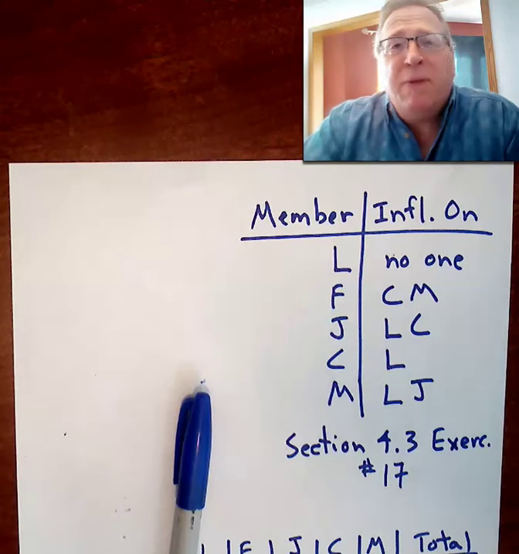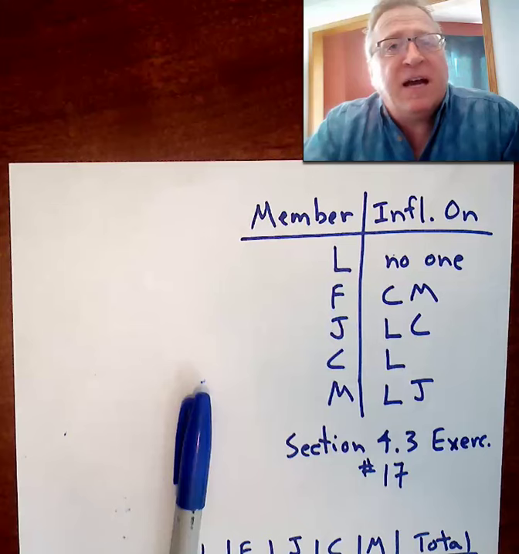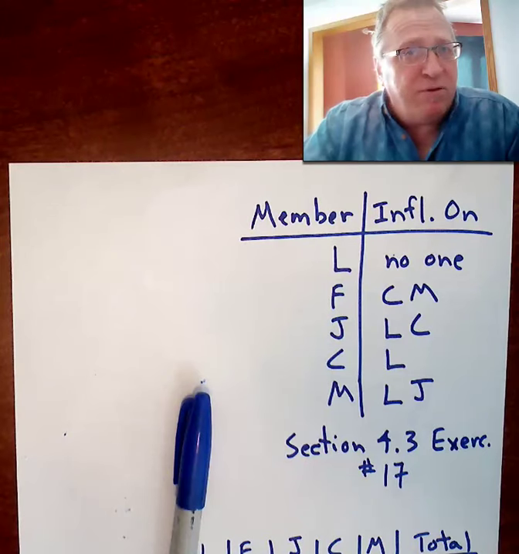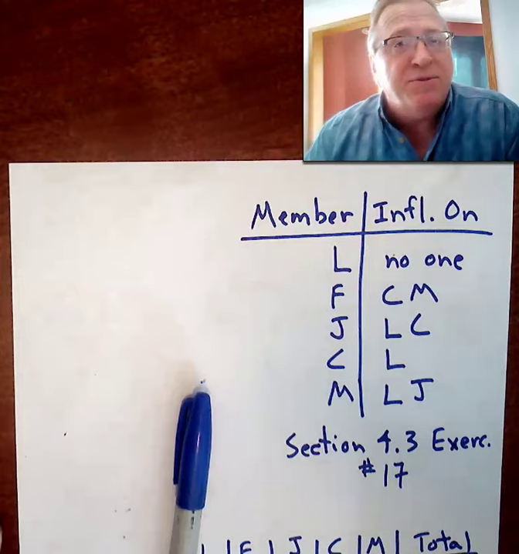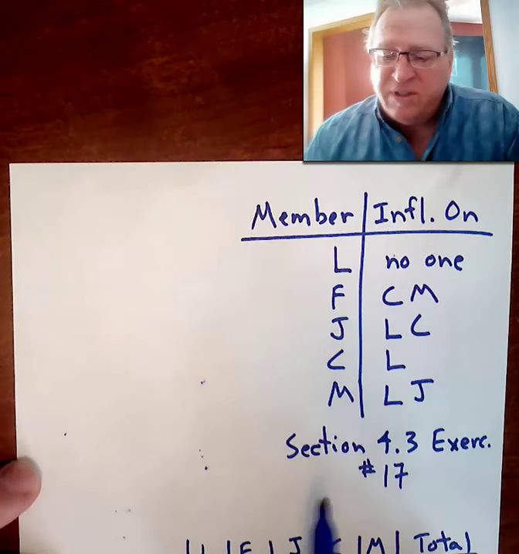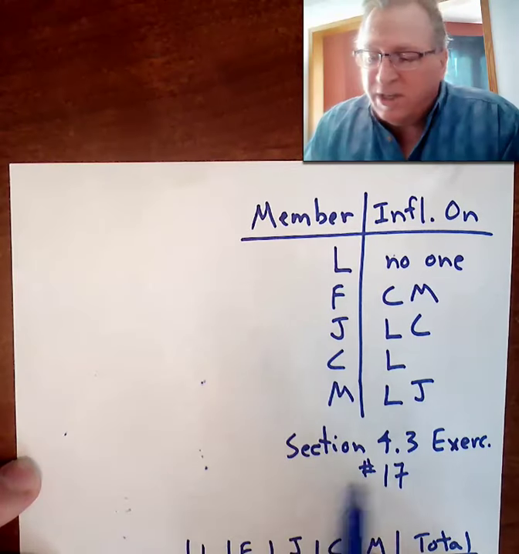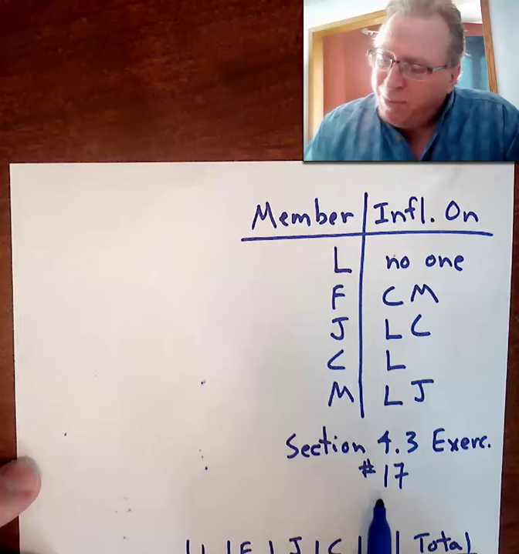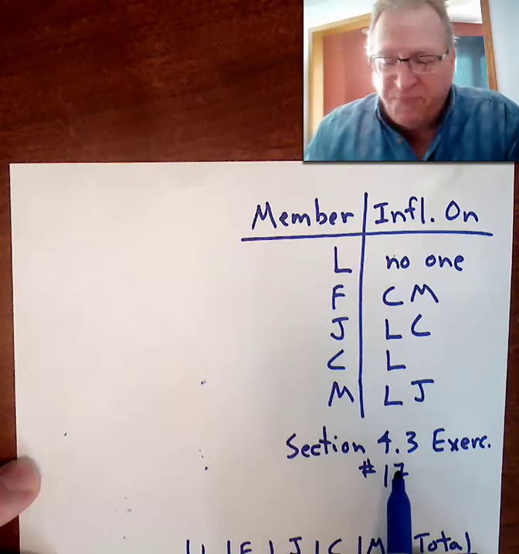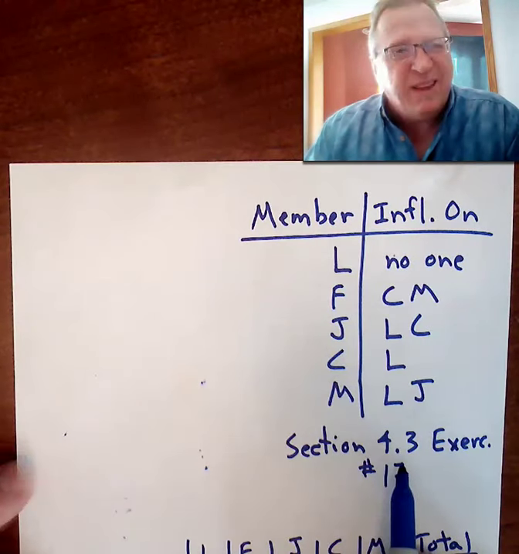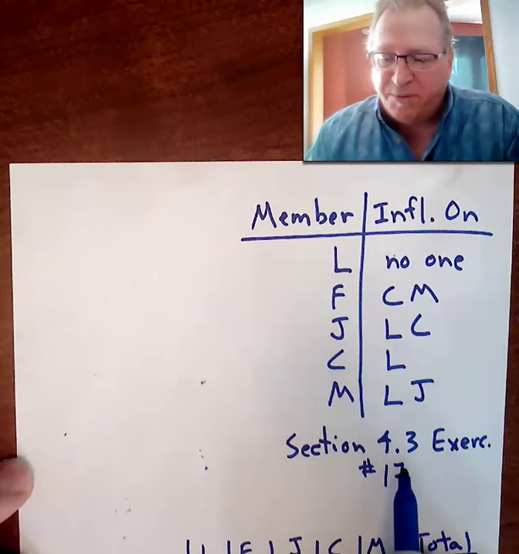To help you with your Module 2 critical thinking exercise, I would like to do a problem for you, show you how it's done, and hopefully that'll give you a good idea how to do your work. We're going to do problem number 17 from section 4.3, the exercises section. That's the part that's within the chapter, not in the back of the chapter.